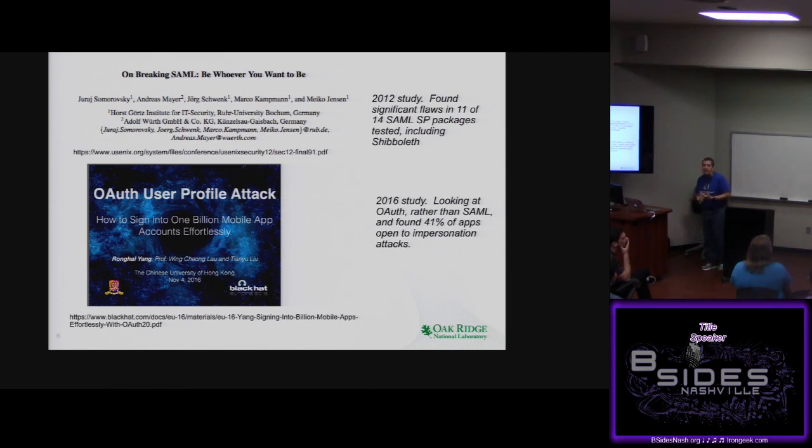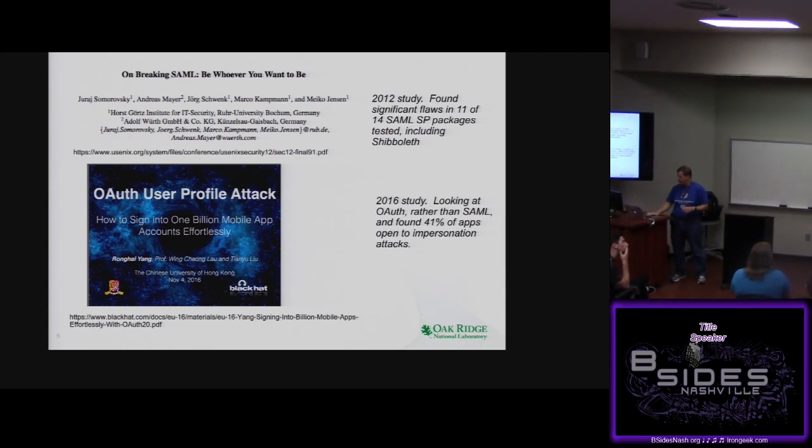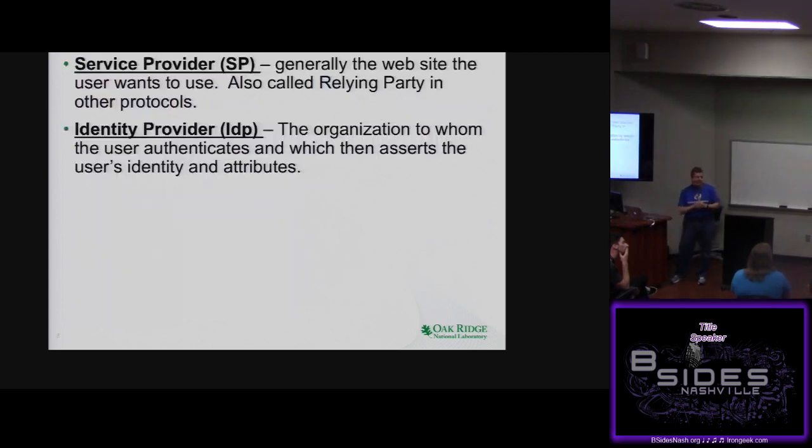OAuth is related. OAuth is a similar process, often used in a number of mobile applications. And this is a Black Hat paper from 2016. They found that 41% of applications did not implement OAuth correctly and were susceptible to impersonation attacks. So let's dig into this and see what we can find.